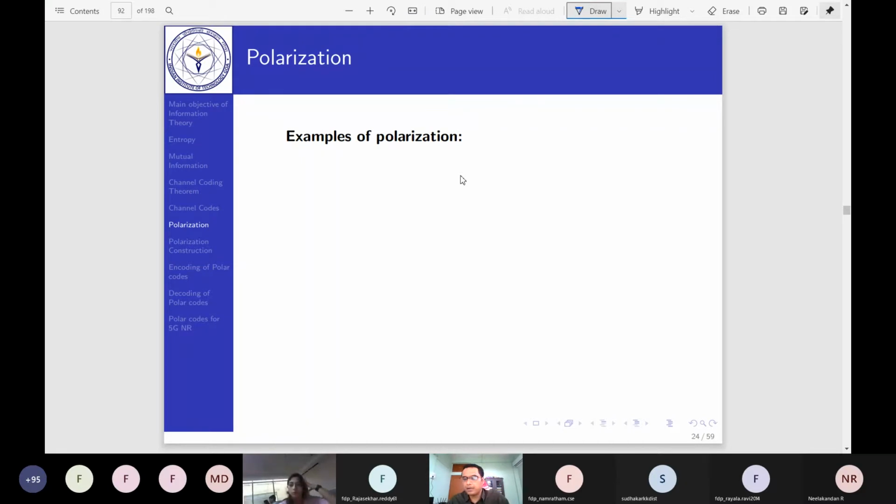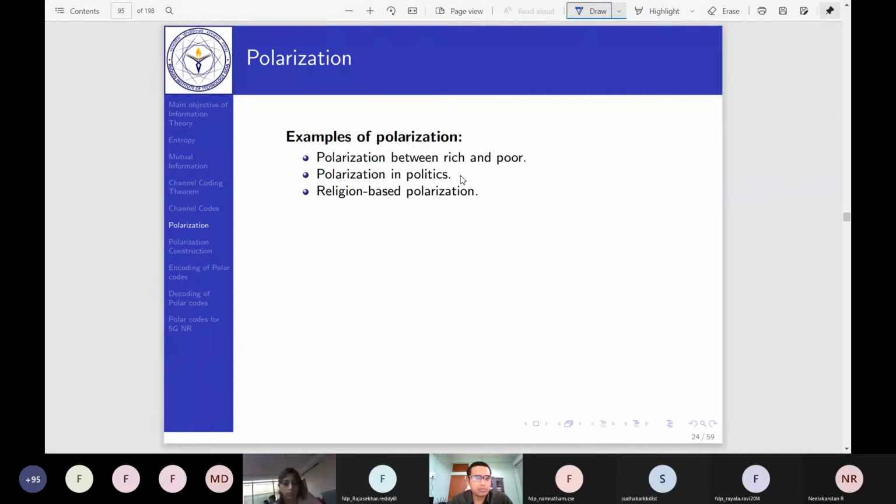The example of polarization is prevalent in our daily life. Suppose polarization between rich and poor, polarization in politics, right politics, left politics, religion-based polarization, then polarized characters in old films, extreme black and white characters. We can consider them as completely polarized characters. There are no gray characters in old films. Okay, so these are not good examples of polarization.